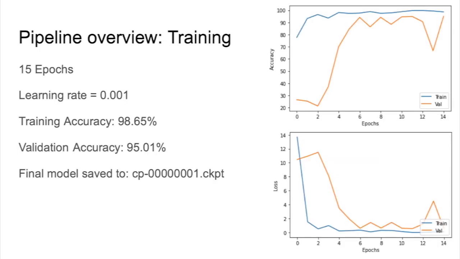The model is trained for 15 epochs, and I used a learning rate of 0.001. After 15 epochs, the training accuracy reached 98% and the validation accuracy reached 95%. The first plot is accuracy against epochs, and the second plot is loss against epochs. Now let's walk through the code.